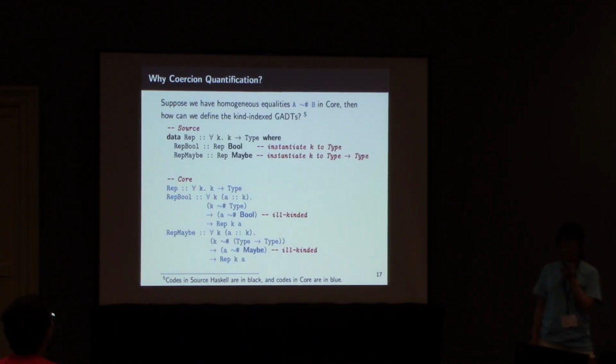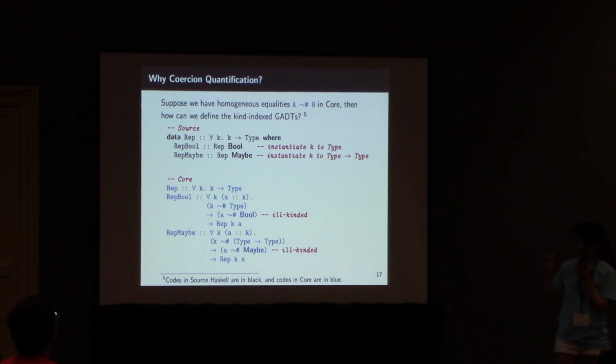We might want to do something like this. So here we say: given me the constraint that k is equivalent to Type and a is equivalent to Boolean, I want to return Rep k a. However, this definition is ill-kinded because this ~# expects both sides to be of the same kind. And here, a is of kind k and Boolean is of kind Type.